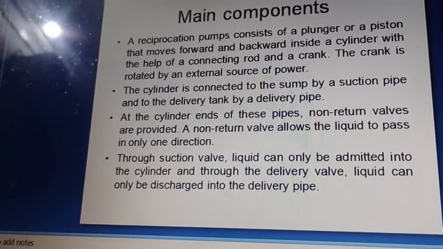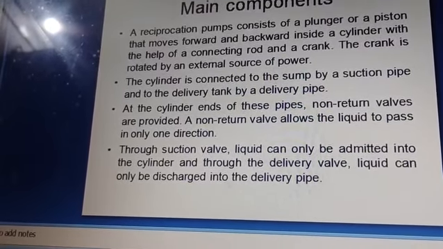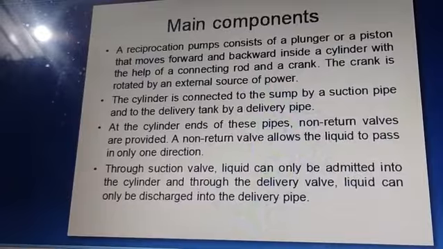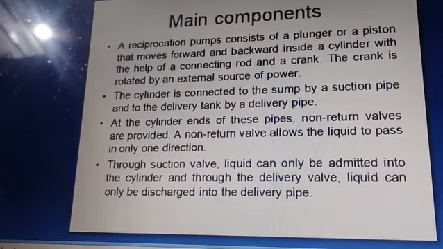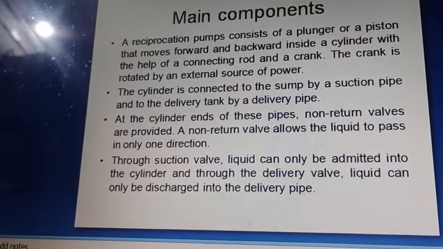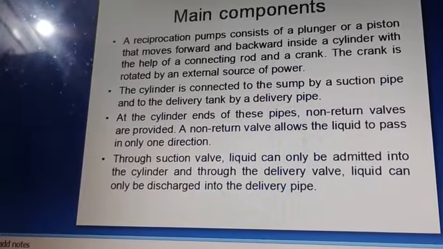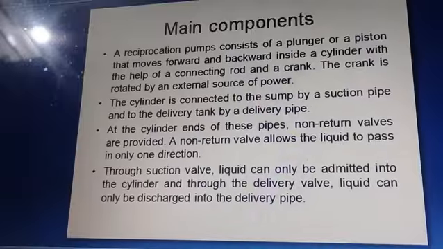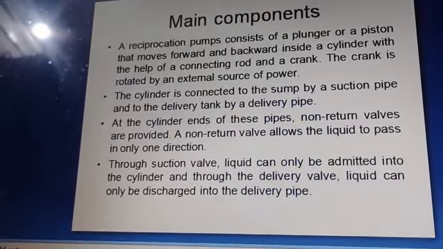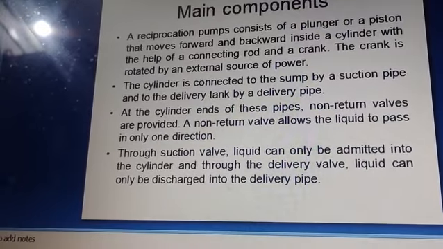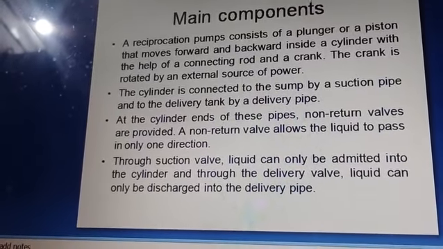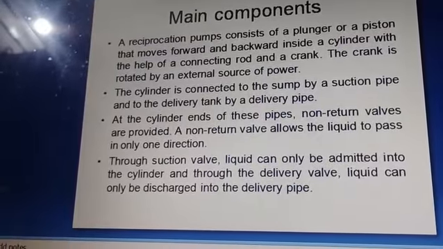What are the main components of reciprocating pumps? A reciprocating pump consists of a plunger or a piston that moves forward and backward inside a cylinder with the help of a connecting rod and crank. The crank is rotated by an external source of power. The cylinder is connected to the sump by a suction pipe and to the delivery tank by a delivery pipe. At the cylinder ends of these pipes, non-return valves are provided. A non-return valve allows the liquid to pass in only one direction. Through the suction valve, liquid can only be admitted into the cylinder, and through the delivery valve, liquid can only be discharged into the delivery pipe.